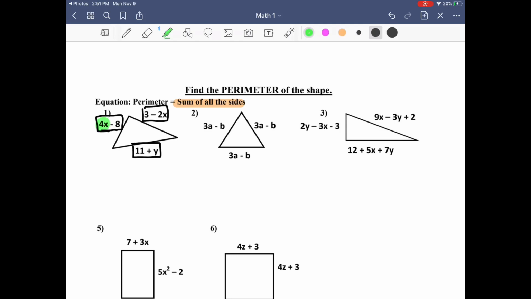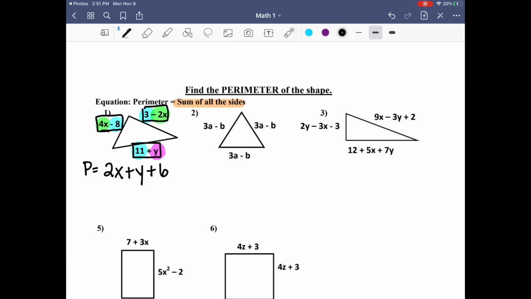So if I identify my like terms, I have 4x and negative 2x, and that's going to give me positive 2x. I have just a single y, because I like to look at my variables first. I'm going to bring that down. And then I have negative 8, 3, and 11. So 11 plus 3 is going to give me 14. 14 minus 8 is going to give me plus 6. So my perimeter is 2x plus y plus 6.